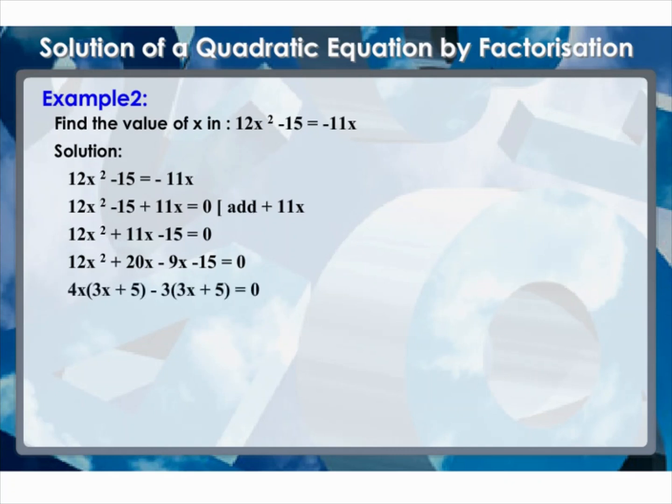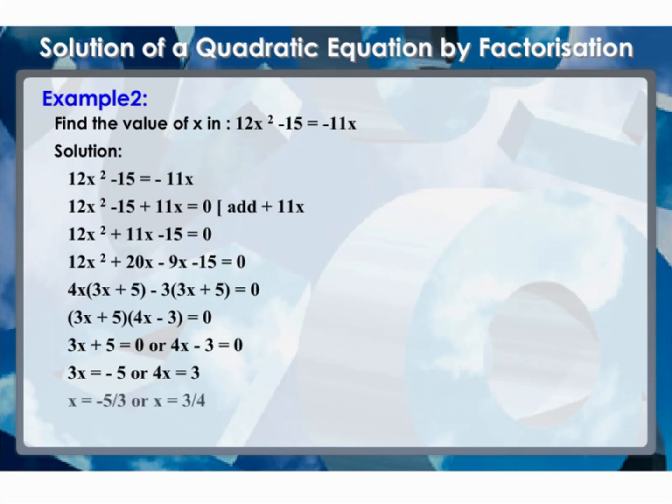4x into 3x plus 5 minus 3 into 3x plus 5 is equal to 0. 3x plus 5 into 4x minus 3 is equal to 0. 3x plus 5 is equal to 0 or 4x minus 3 is equal to 0. 3x is equal to minus 5 or 4x is equal to 3. x is equal to minus 5 by 3 or x is equal to 3 by 4. Solution is minus 5 by 3, comma 3 by 4.